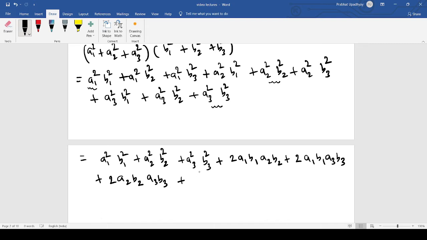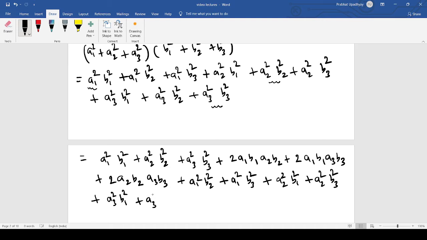Now after this what I am having, I will remain with these 6 terms, that is a1² b2² plus a1² b3² plus a2² b1² plus a2² b3² plus a3² b1² plus a3² b2².